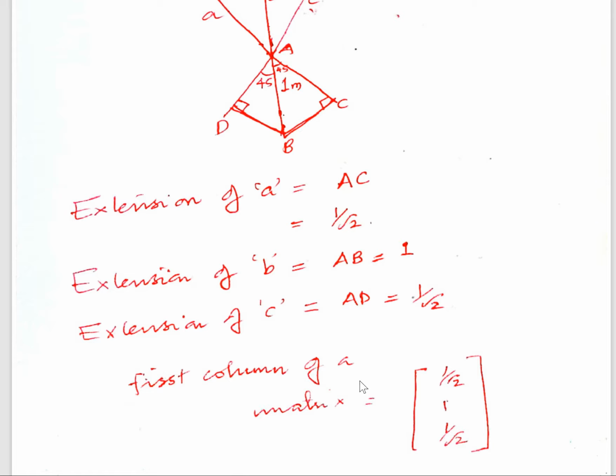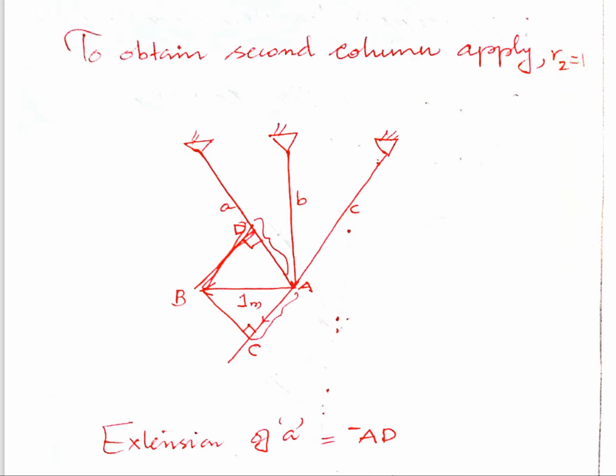So the first column of A matrix, our displacement transformation matrix, is 1 by root 2, 1, 1 by root 2. Now we have to find out the second column. For that, let's apply small r2 is equal to 1. So to obtain the second column, apply R2 is equal to 1. We apply an extension in the direction of the horizontal force, a 1 meter extension. So now the joint A is shifted to joint B.